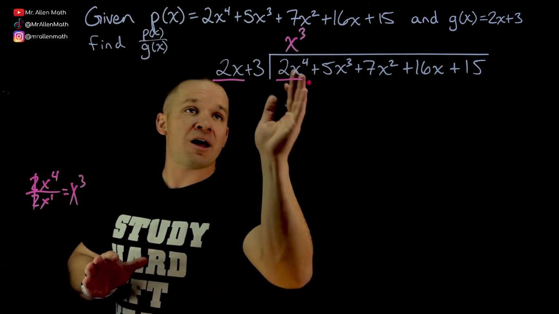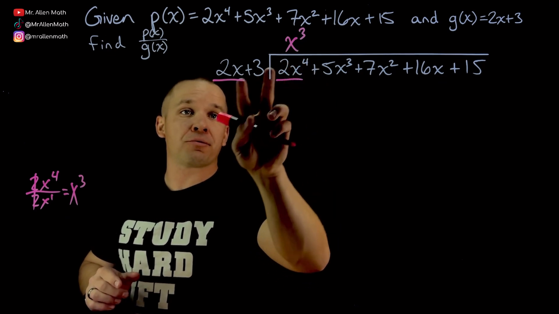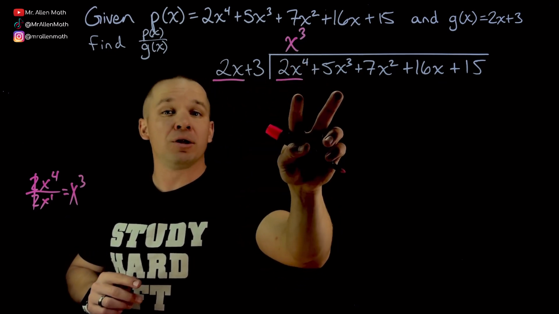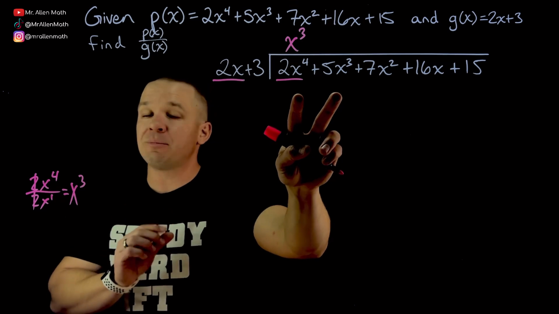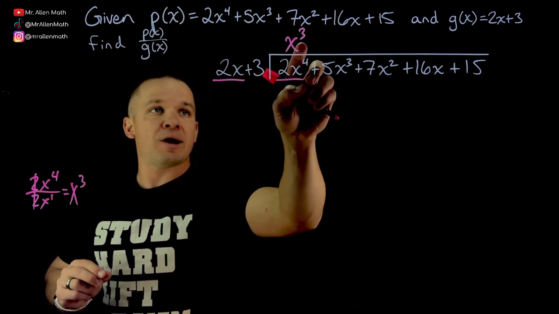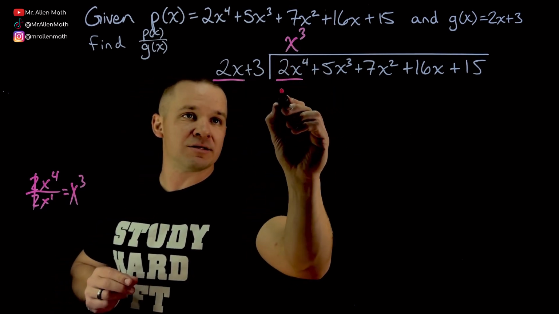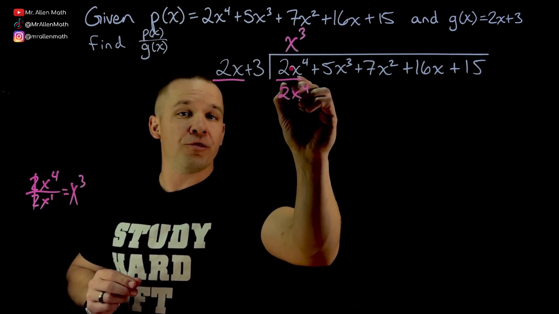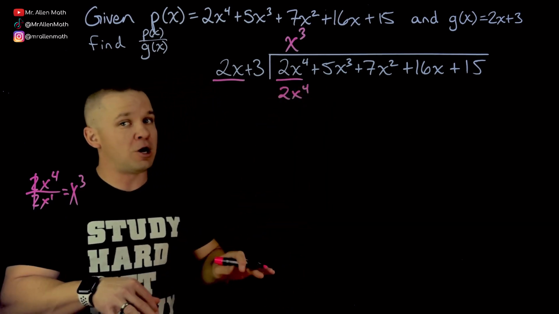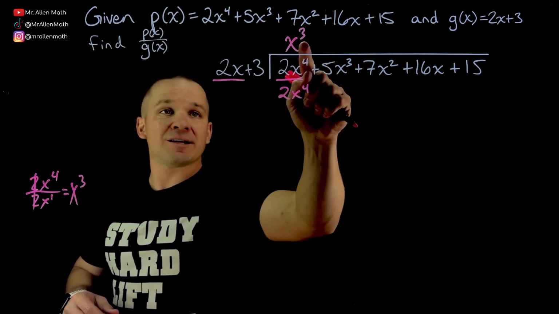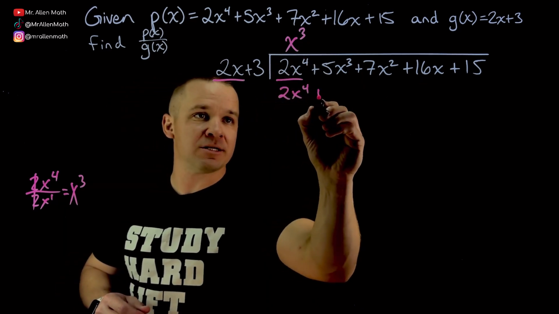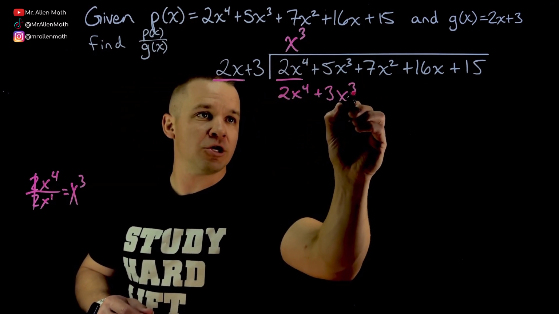So now that I have the x cubed, I'm going to multiply through to these two terms and write them below their like terms. That's where the lineup is really, really important. So x cubed times 2x is 2x to the fourth. Those two will always match. If they don't, you did something wrong. Then we have x cubed times 3. That's going to give me positive 3x cubed.